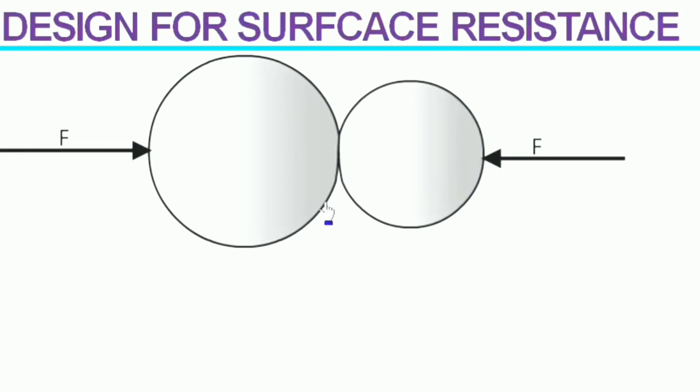If you push two cylinders with a force F, there will be shape deformation at the contact point, and this will lead to cracks and pits if your surface doesn't have enough surface strength. So you should check for that also. And the same phenomenon can happen for a gear also. Here there can be cracks or pits due to surface failure.